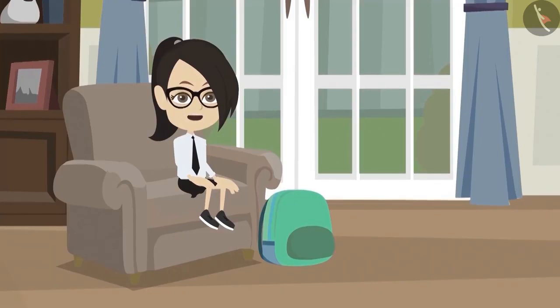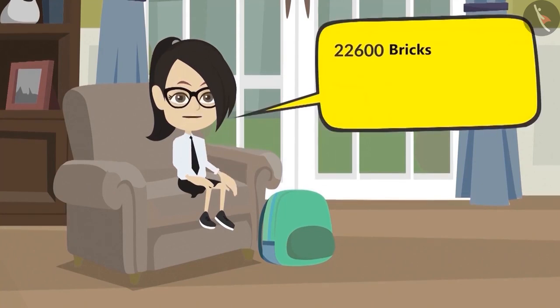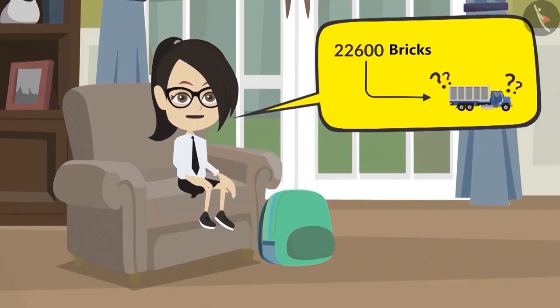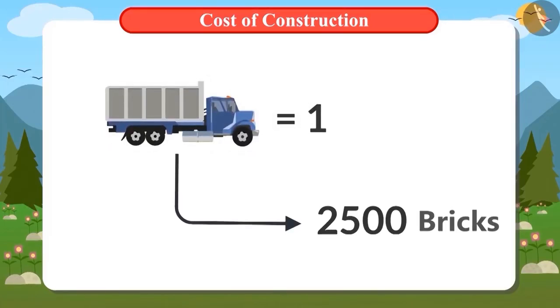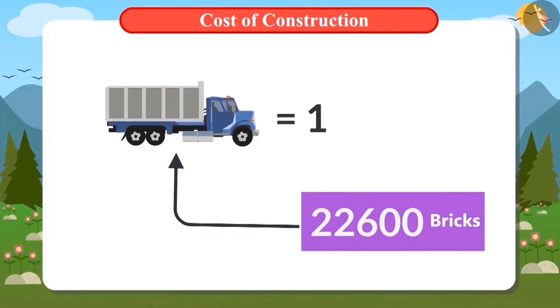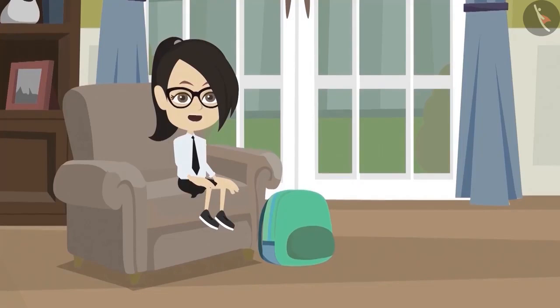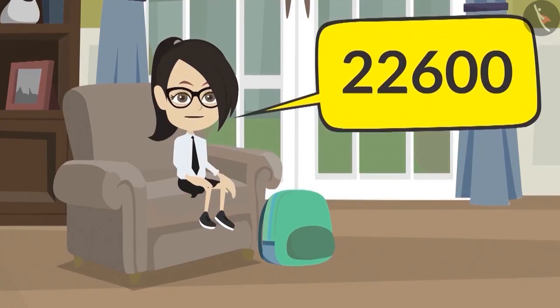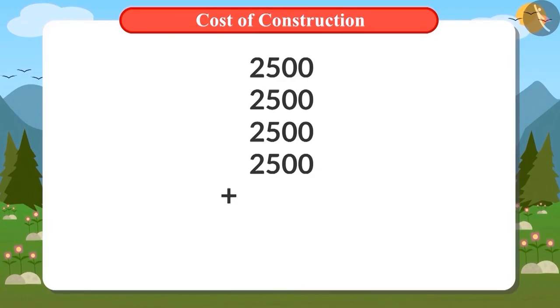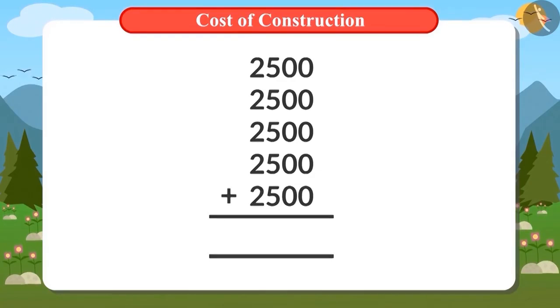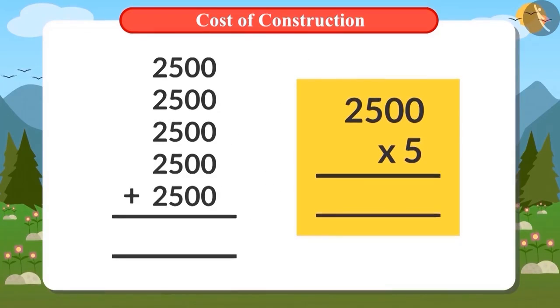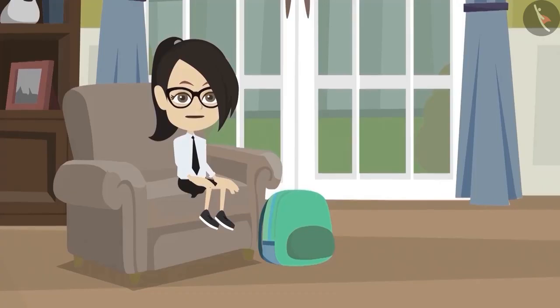Now we have to find out how much it will cost us to bring these bricks home. But before that, I have to find out how many trucks of bricks will make 22,600 bricks. 2,500 bricks come in a truck. Then to find out how many trucks 22,600 bricks will come in, add 2,500 again and again until the answer is 22,600. Adding 2,500 5 times, let's see what the answer is. We can also multiply 2,500 by 5.